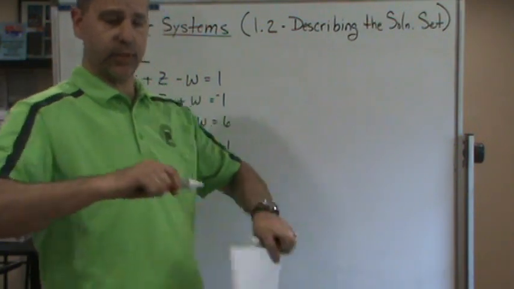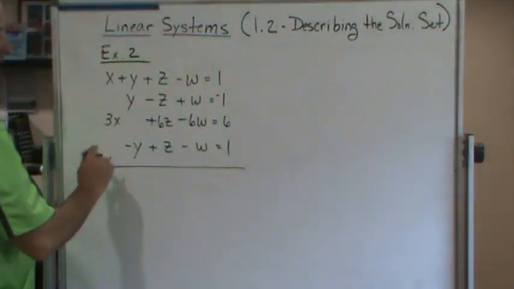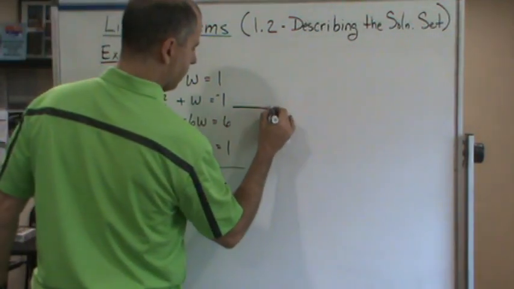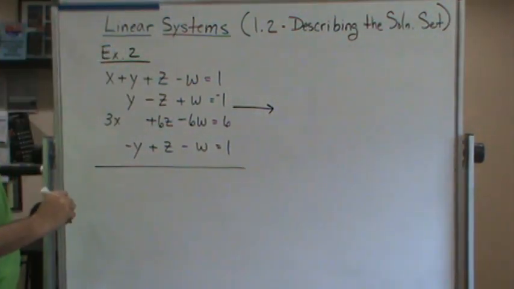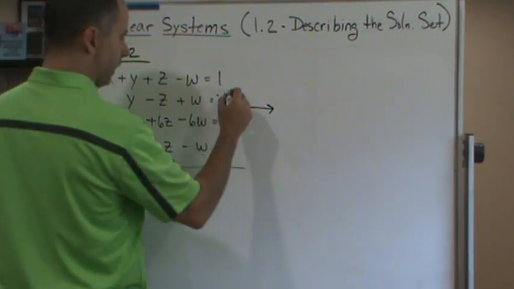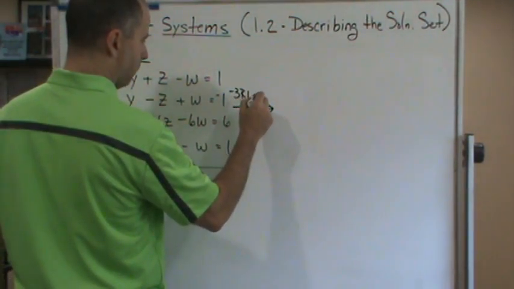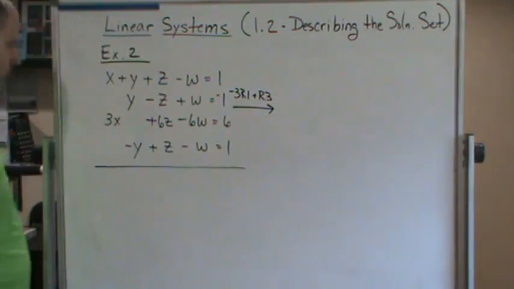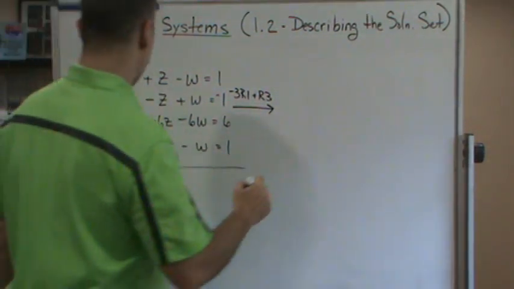Okay, so let's do this example. We've got this, and let's start using our reduction operations. I'm going to get rid of this x, so I'm going to do -3 times row 1 plus row 3. The first two rows are going to be the same.